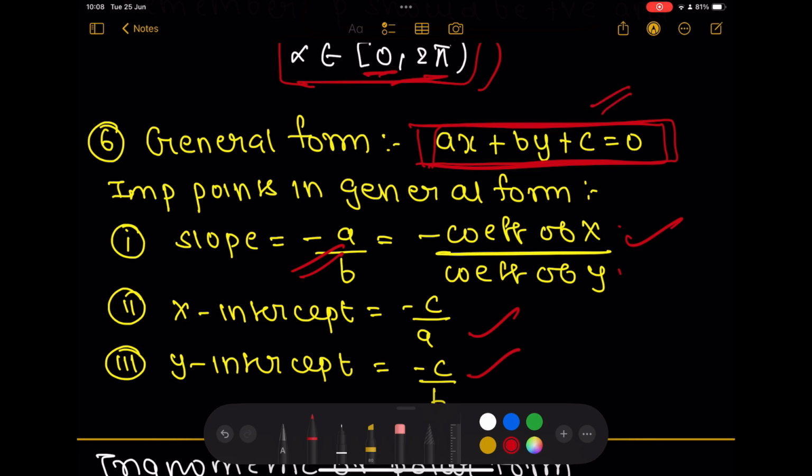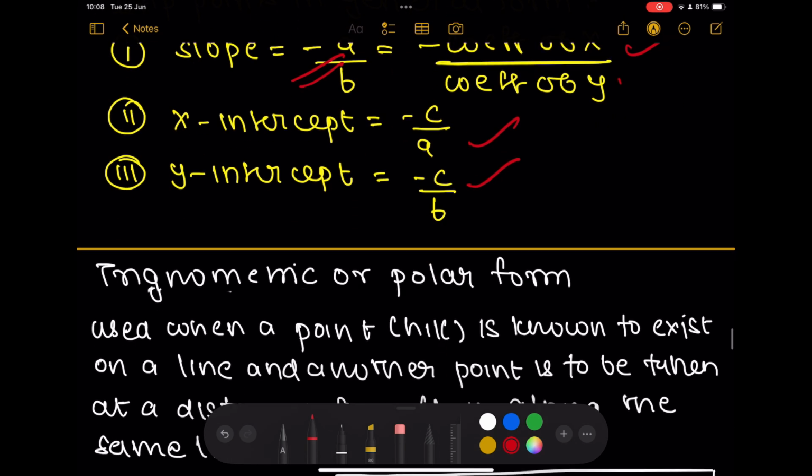So once you are given any line, you need to be able to see these three things. You need to be able to say, okay, this much data is given to me: slope is given to me, the x-intercept is given to me, and the y-intercept is given to me. Then you must think what you can do with that, right? So slope will be minus a by b, minus coefficient of x by coefficient of y. The x-intercept will be minus c by a, and the y-intercept will be minus c by b, right? Very important.